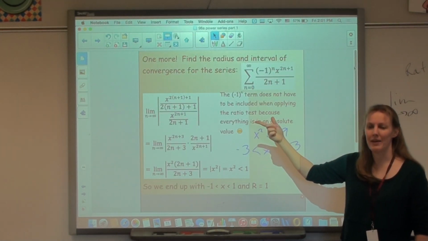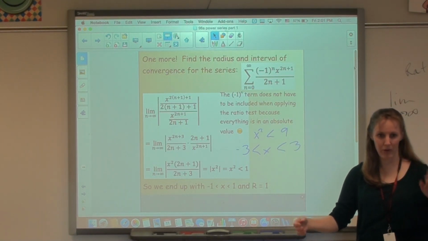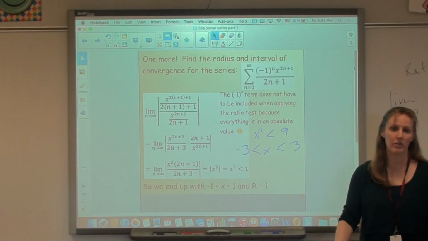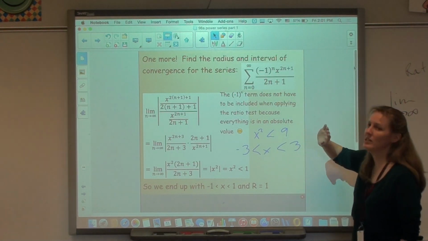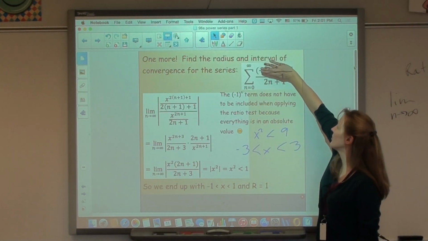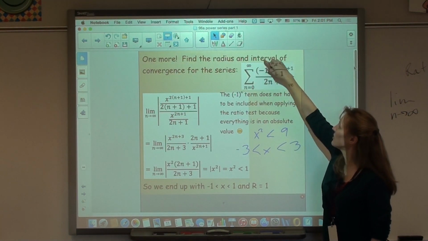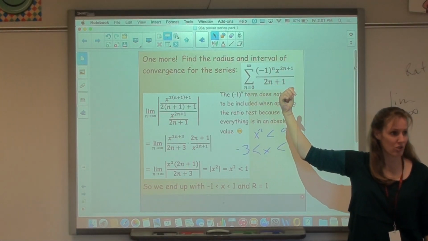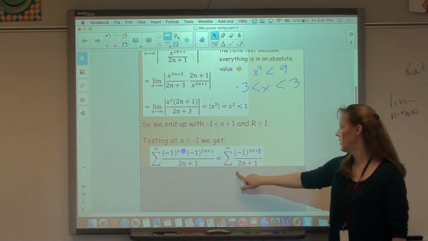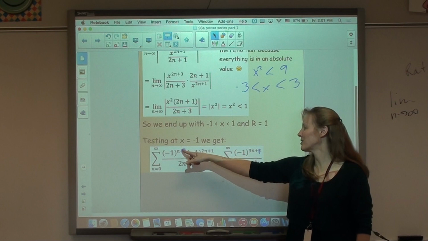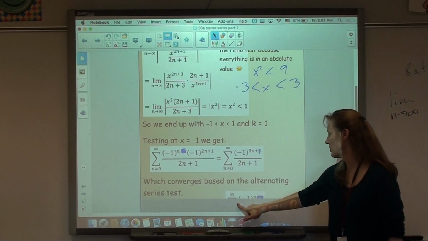What kind of series is that? Yeah, it's alternating. If it's negative 1 to a power, it's going to be alternating, unless it's like negative 1 squared. So this is an alternating series. Remember, whenever you have an alternating series, you cover up the negative 1 part and take the limit of what's left. As long as the limit of what's left approaches 0, then it converges. So for negative 1, we get this. When I was writing, I had written n plus 1, but it's just n. So you get this, which converges by the alternating series test.